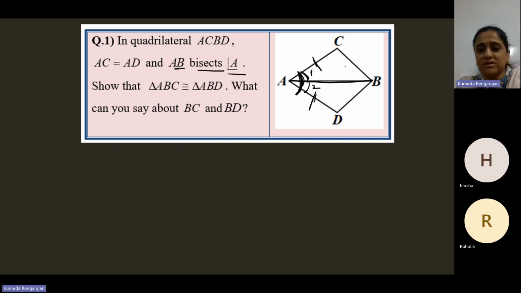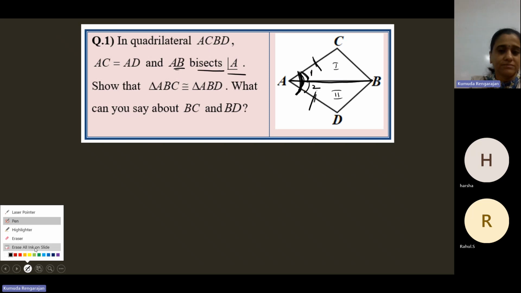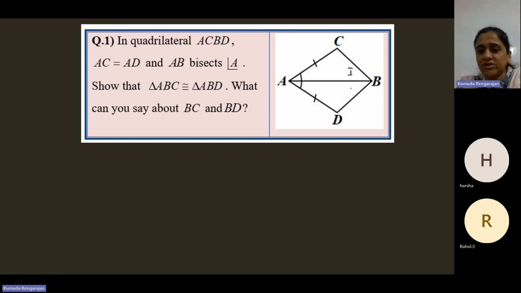Show that triangle ABC is congruent to triangle ABD. This is angle 1, this is angle 2, and they're equal because angle A is bisected into two equal angles. So what will you write? AC of the first triangle is equal to AD of the second triangle, given. Angle 1 of the first triangle is equal to angle 2 of the second triangle because it's bisected. And AB is equal to AB, a side common to both the triangles.